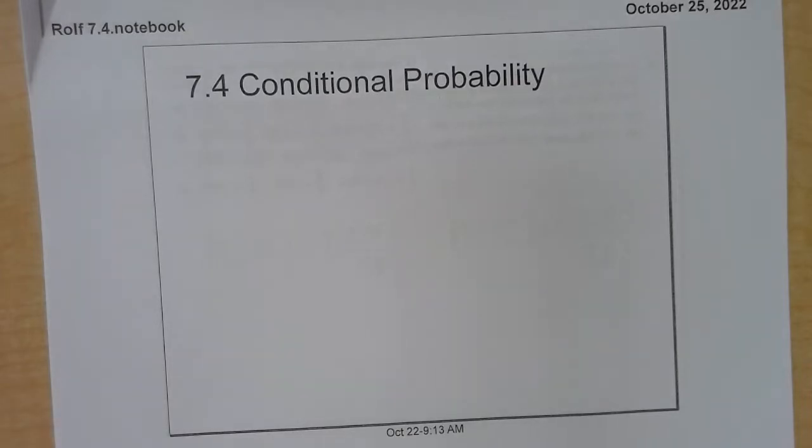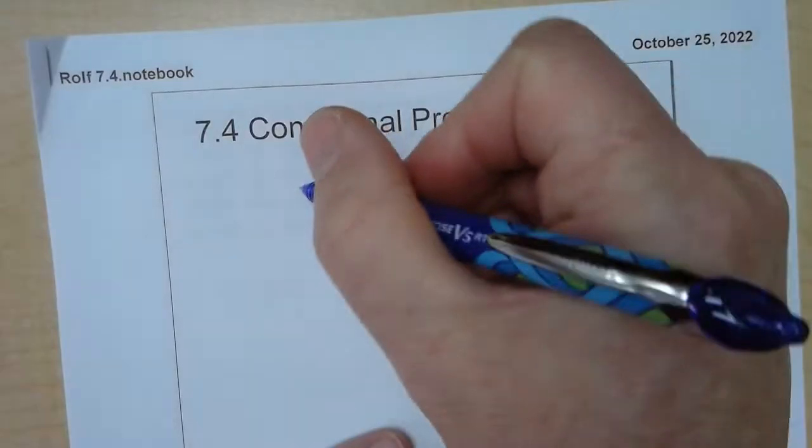All right, section 7.4 is conditional probability. This is where the sample space changes depending upon the wording of the problem, and the sample space is what you divide by. So here's the code for this.